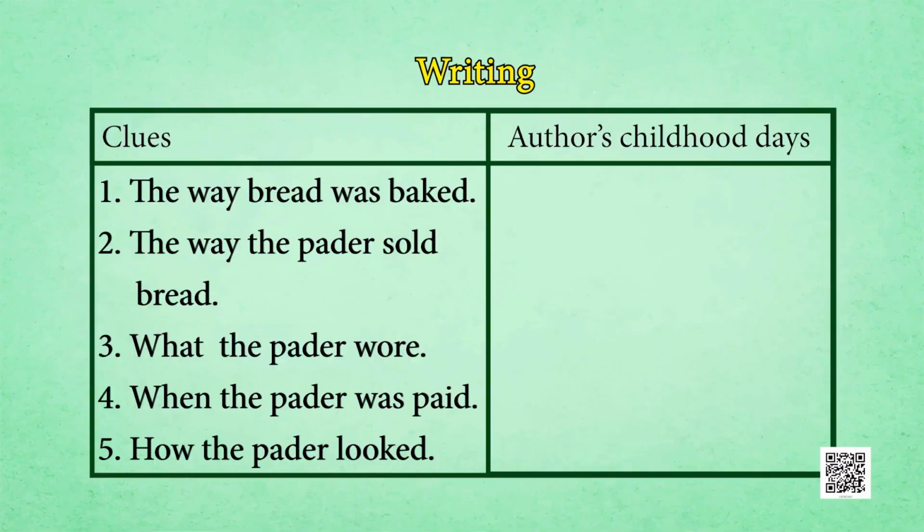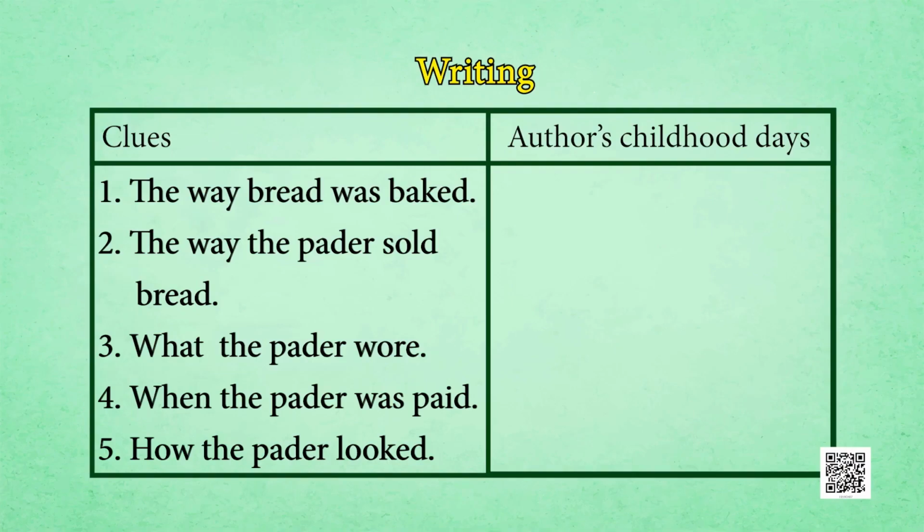Okay. Clue number 1, the way bread was baked. Sir, it was an old style bakery in which the bread used to be made, and they used traditional and culturally specific furnaces to make bread. Fine. This is 1 point for your childhood recall. We are going to write it, learners, so remember it.